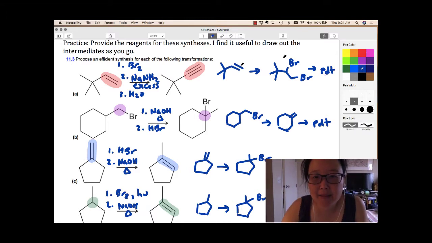Okay, so then thinking about how to go from here to here is Br2, and then going from here to the final product is the double elimination. Then you need the water workup step to make sure this hydrogen is on there, okay?